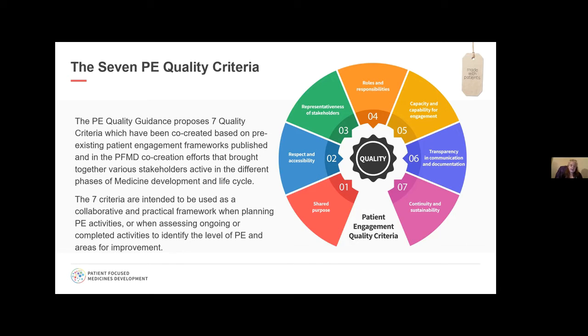2, respect and accessibility. Meeting those unmet needs, which do you need to meet and how will you do it? A few examples. Can your participants get to the trial? Are they well enough? Do you have disabled access? 3, representativeness of stakeholders. Everyone who is involved throughout the process of your intended trial needs to be included and not just the patients from the onset. This is to help develop trust and hopefully long-term relationships that can be used again and create patient partnerships that you can nurture.